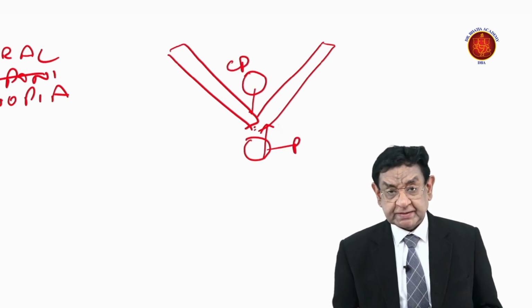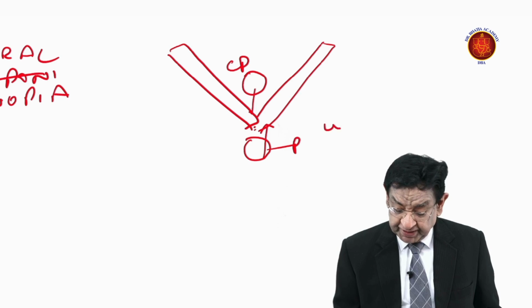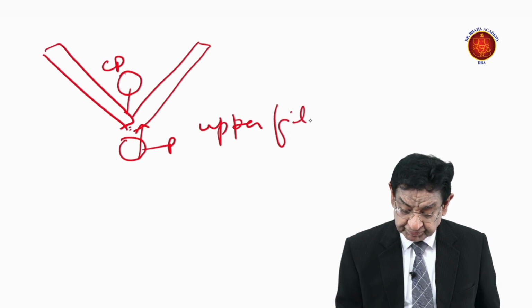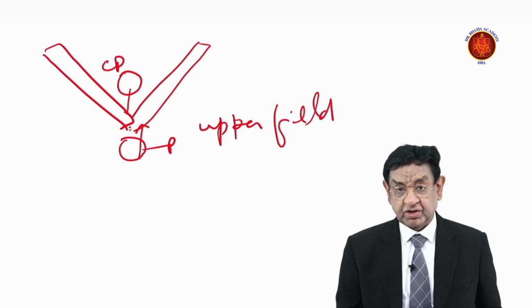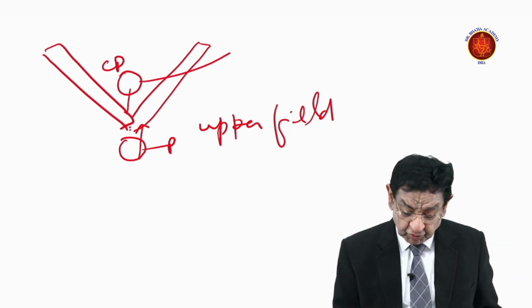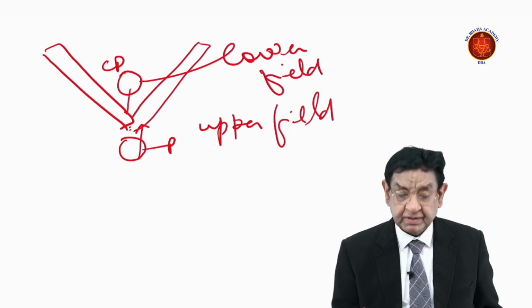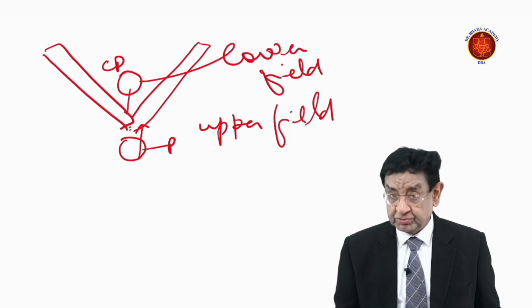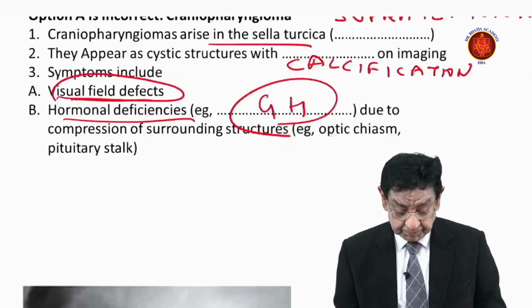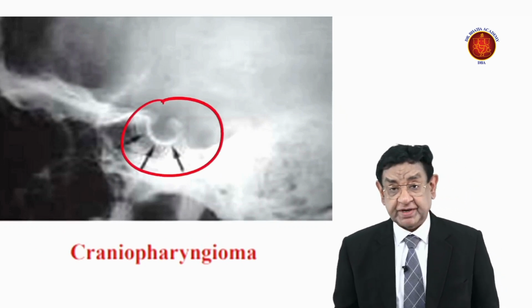So in the optic chiasma, in pituitary tumor, pressure comes from below. That's why the upper field is lost. Vision of the upper field is lost. And craniopharyngioma is pressing from up, so the lower field vision is lost, although both are bitemporal hemianopia. Well, there's a classical picture. You can see a beautiful picture of craniopharyngioma.